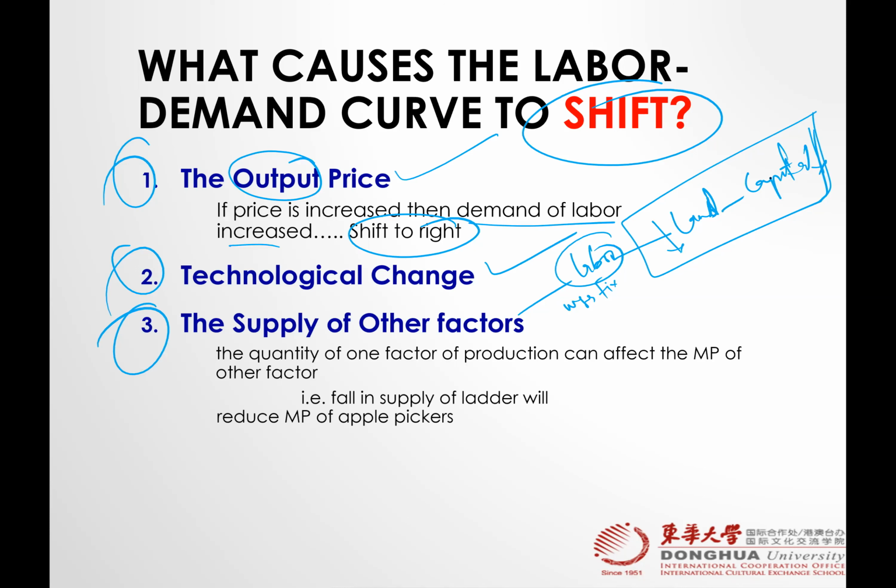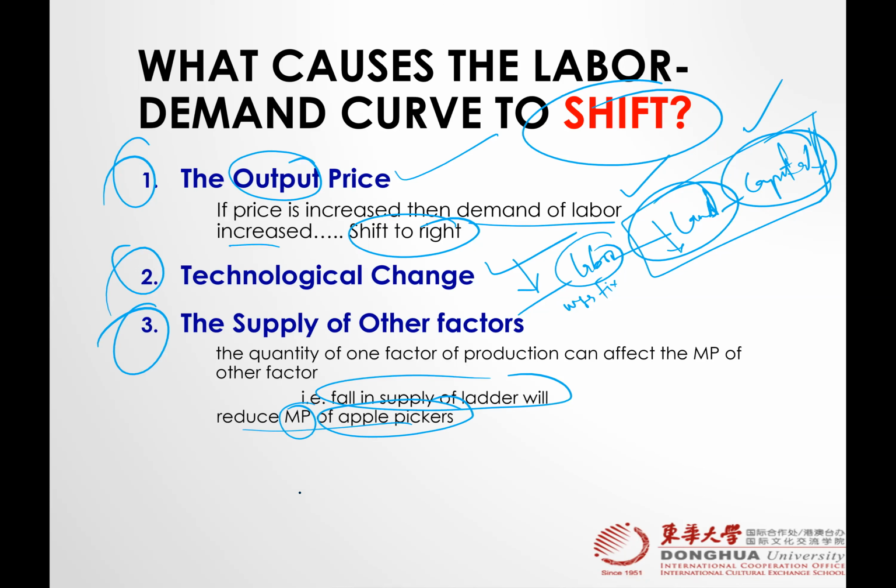If there is a fall in the supply of other factors, then there would be a fall in the demand for labor. If you cannot find the machinery, even if the labor is cheap, you cannot hire extra labor. Why? Because you don't have that much space and you don't have that much machinery. So a fall in the supply of ladders will reduce the market demand for apple pickers.